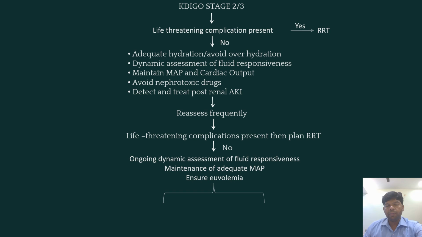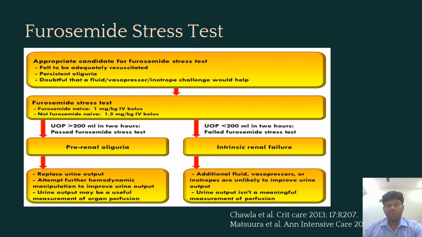Maintain adequate MAP, ensure euvolemia, and wait and watch up to 48 hours. Go for an individualized approach depending on the trajectory of the patient's acid-base balance and electrolyte levels. Or you can go for the furosemide stress test. What is this? Always select the appropriate candidate by seeing that the patient is adequately resuscitated.